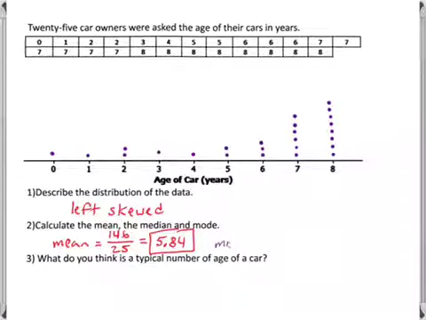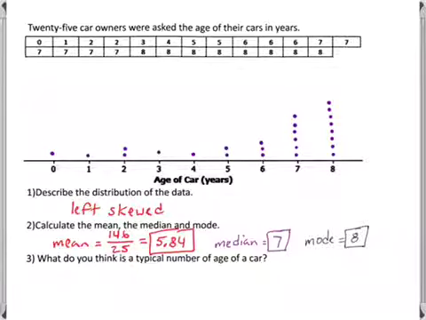Then I start looking at the median. If there's 25 data points, the very center data point should be the 13th point. So I count over, and my 13th point is 7, so my median is 7. And then last but not least is mode, which is the most occurring value, which in this case would be 8.